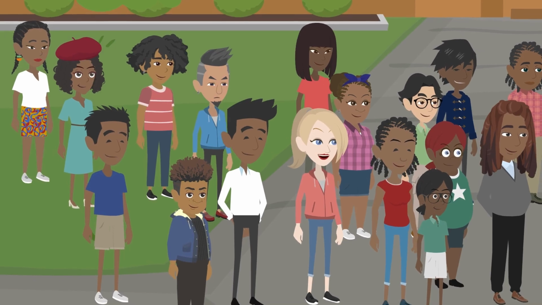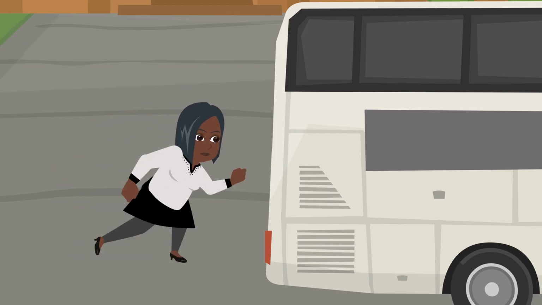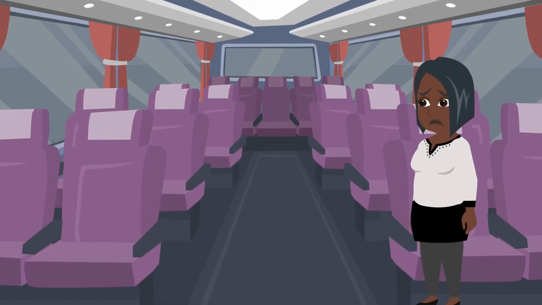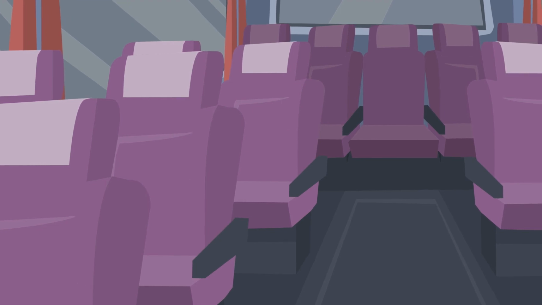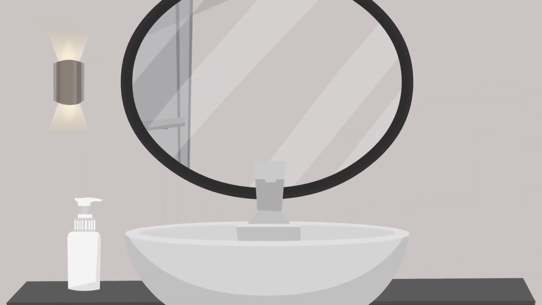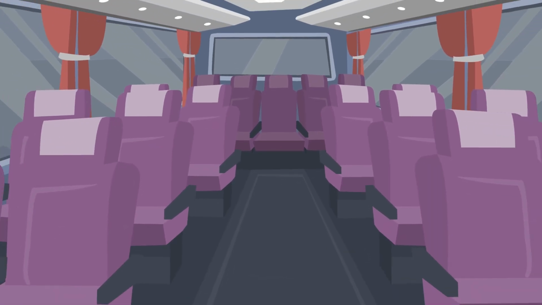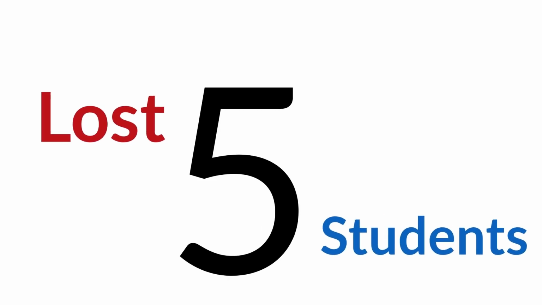1, 2, 3... 16, 17, 18, 19, 20. Uh-oh. Only 20 kids got off. I quickly jumped on the bus and saw no one there. I ran down the aisles to see if anyone had fallen asleep. I checked the bathrooms. No one was on the bus. My heart immediately sank. I had lost 5 students.